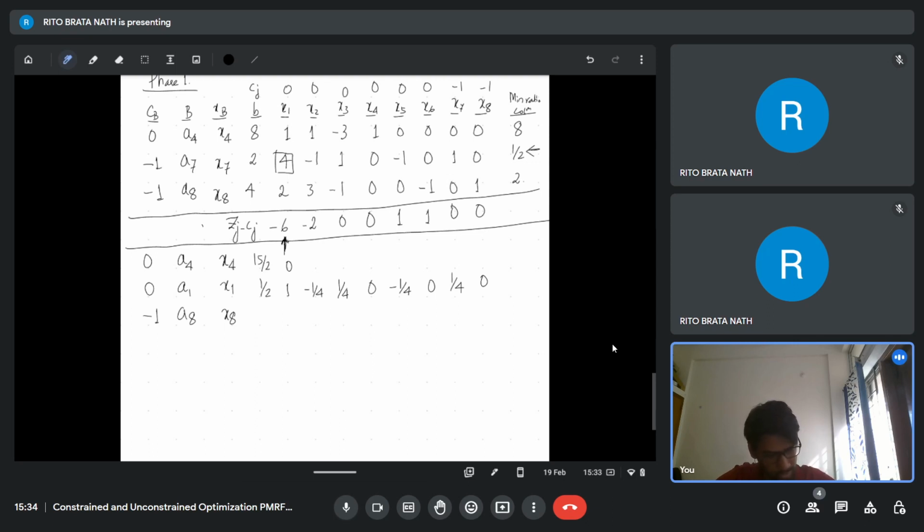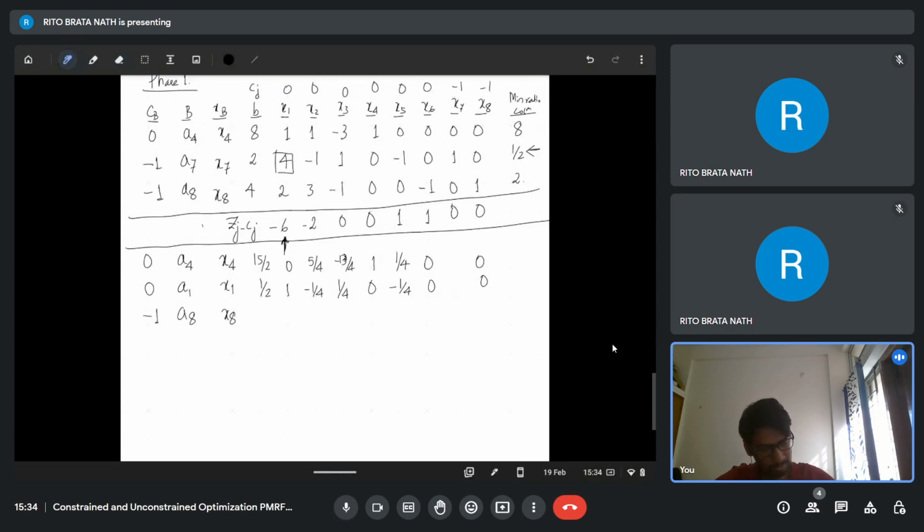I think it should be 1/4. So that's 0 minus 1 minus 1/4. So that's 1/4. Next one is 0. After that it's minus 1/4. But here, one thing you can notice, you need not go up until the A7 column, because you can remove that. So basically you can remove this one and you can directly go to the next one.